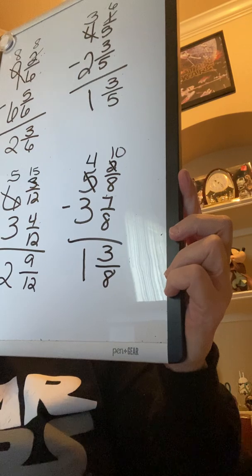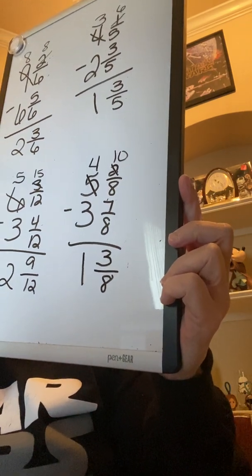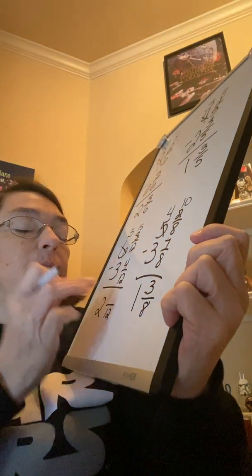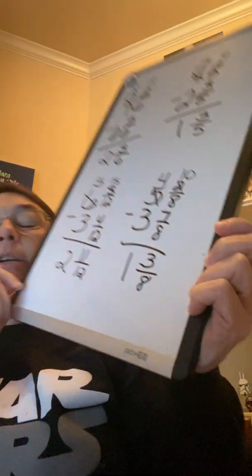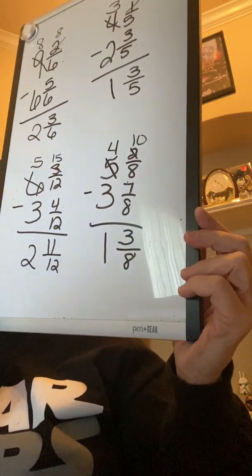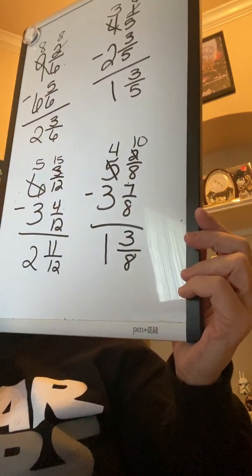Miss Blackmon? Yes. I thought 15 minus 4 was 11. Yes, it is. Sorry. Me too. Yeah, it should be 2 and 11/12. Sorry. All right, let's move on to number 9.